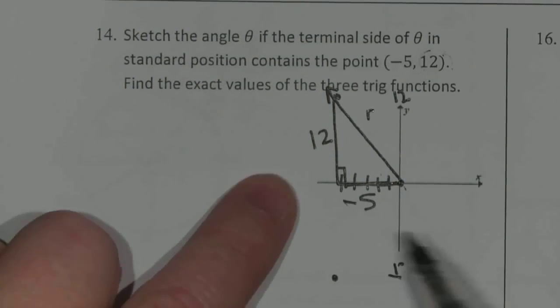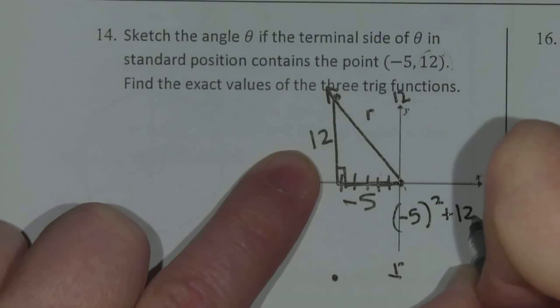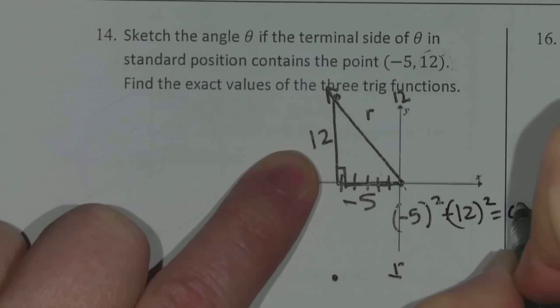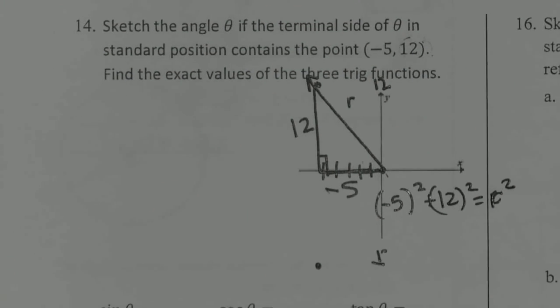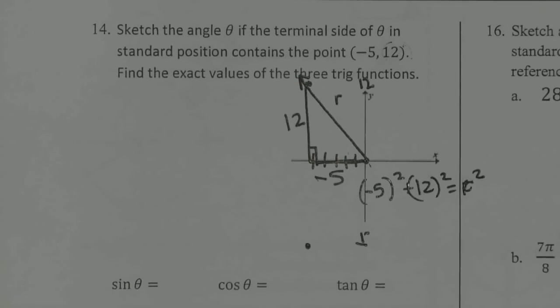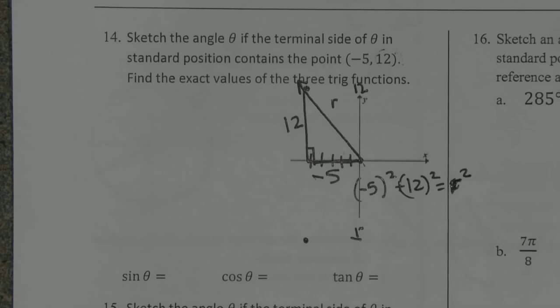going to do the Pythagorean theorem. So I'm going to go -5 squared plus 12 squared equals r squared. And I'm going to solve. You could totally do c squared if you wanted to. It's the same formula. That's why my r kind of looks like a c, because I started writing c and then I changed it to r.